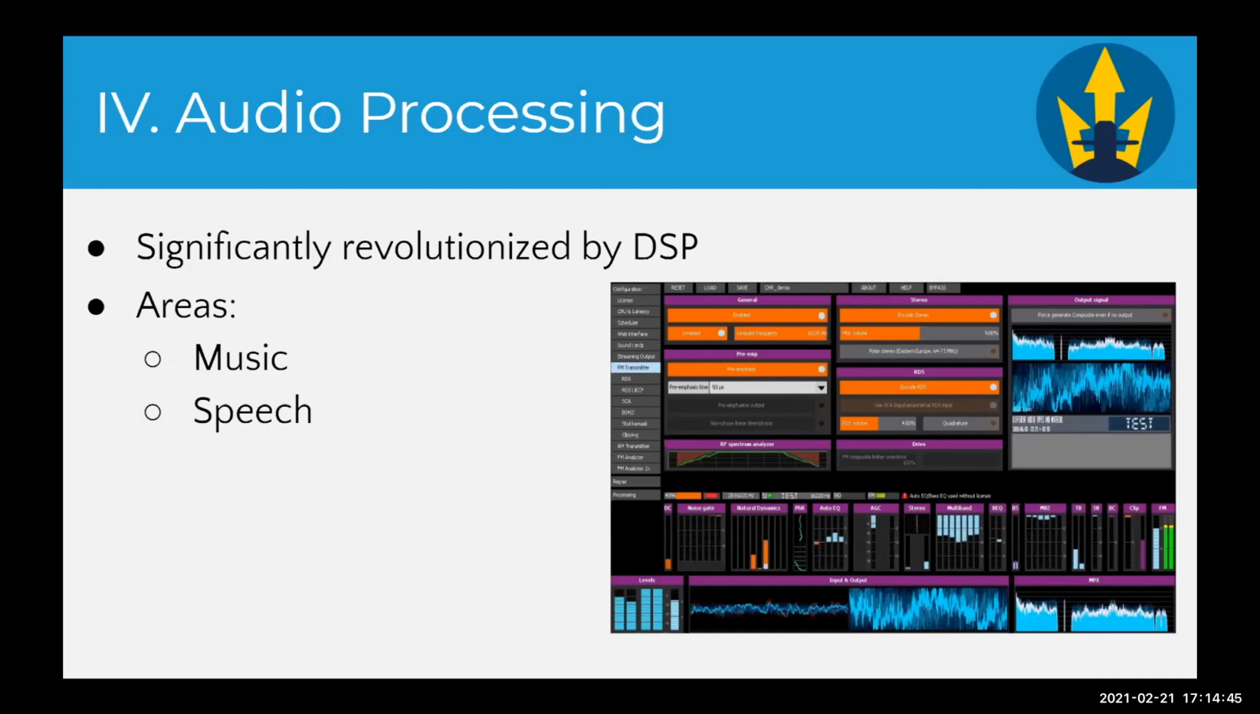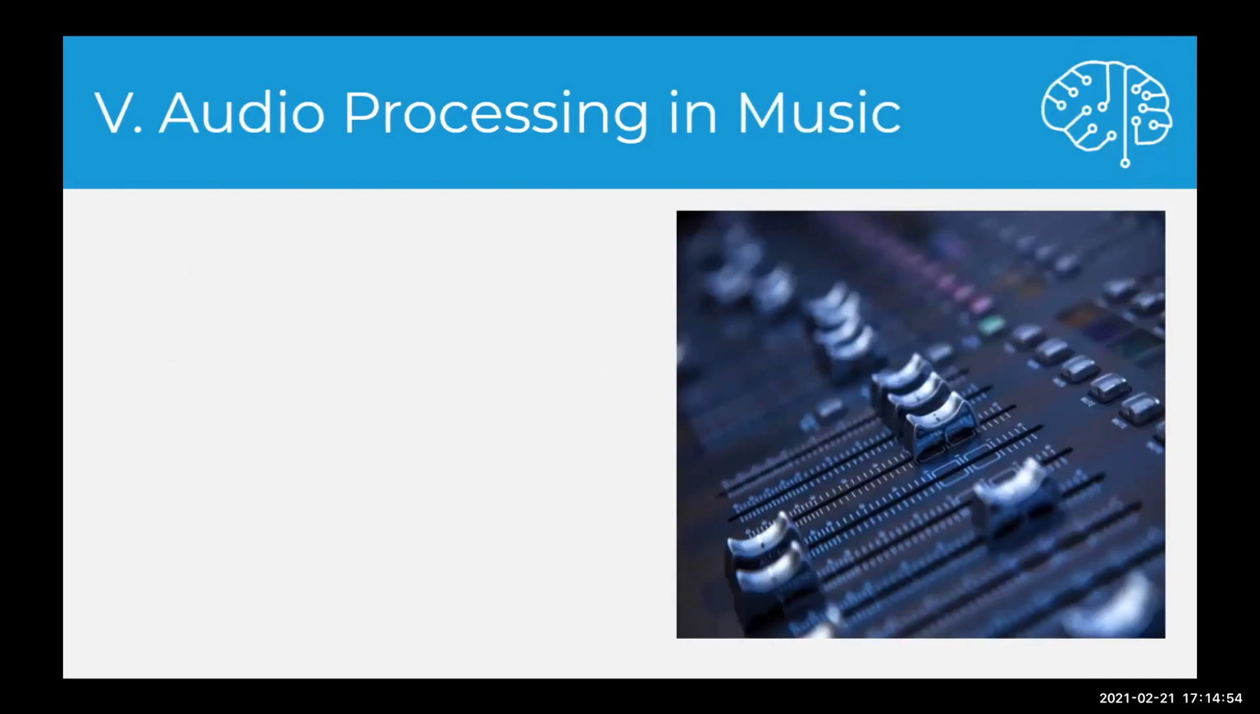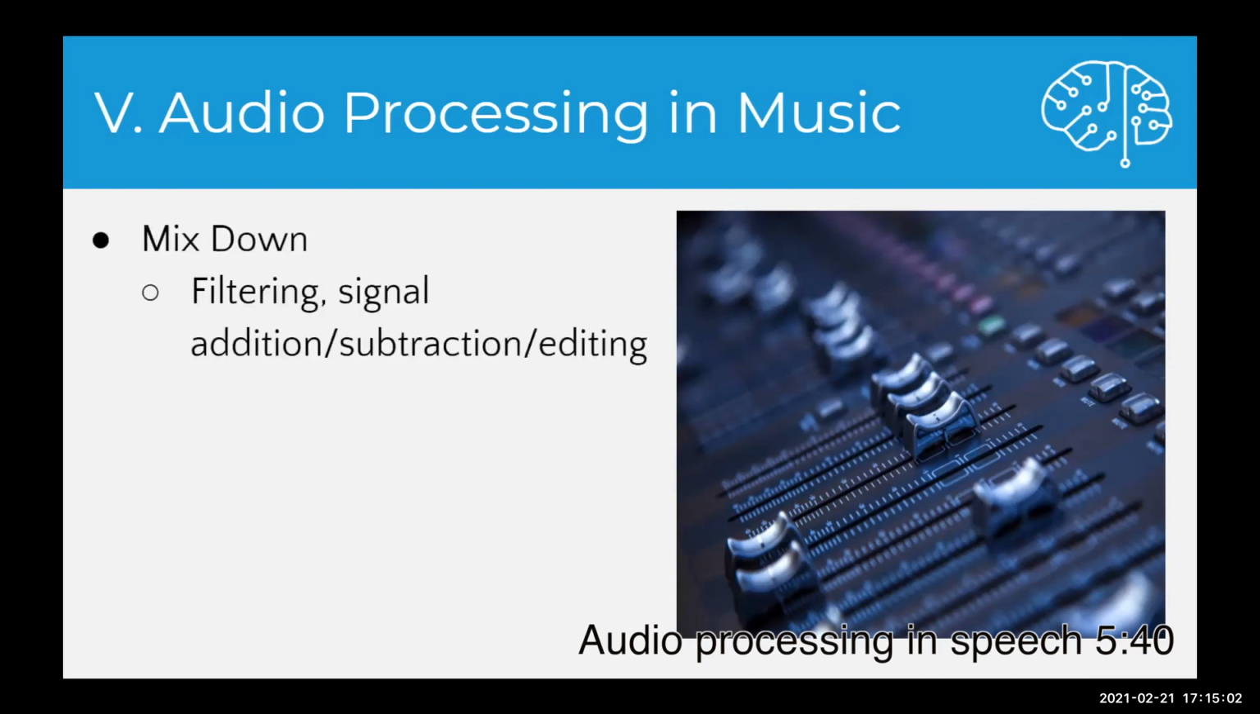but the reason we didn't is because engineers still have a lot to do to make computer speech sound real. In the case of techniques for audio processing for music, we have mixdowns. In the process of mixdowns, DSPs provide filtering, signal addition and subtraction, and signal editing to make the process happen. A famous application of DSP in music is artificial reverberation. This application is for simulating various ideal listening environments.